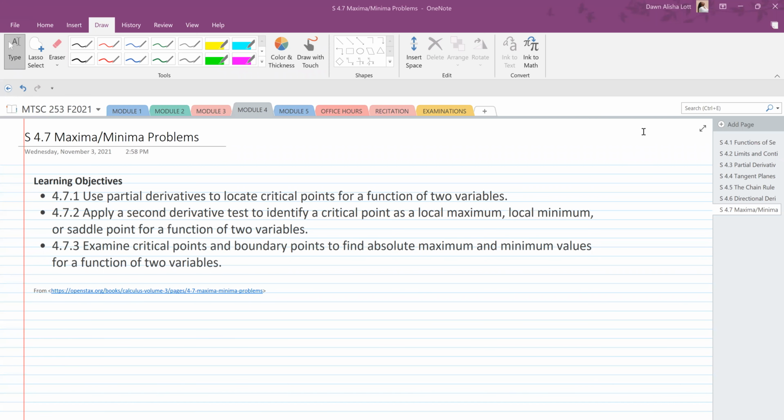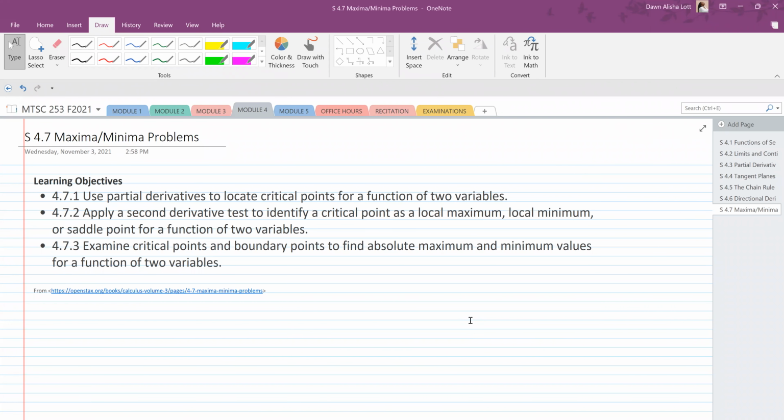So I normally call this section extreme values and saddle points, but your book calls it maxima and minima problems. We are going to use partial derivatives to locate critical points for a function of two variables, not just one. Apply the second derivative test to identify a critical point as a local maximum, a local minimum, or a saddle point. And then examine critical points and boundary points to find absolute maximum and minimum values for a function of two variables. Now, I think this is kind of fun. Let's see what you think.